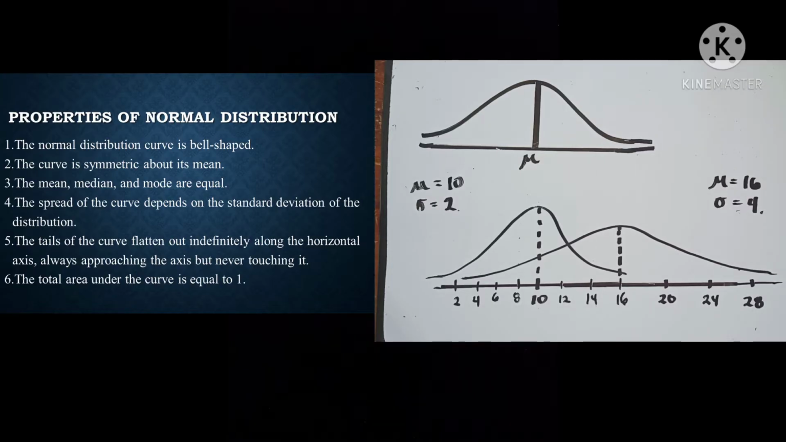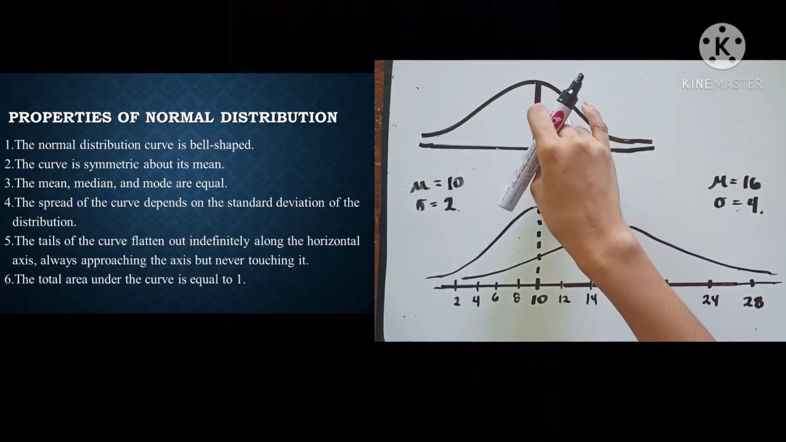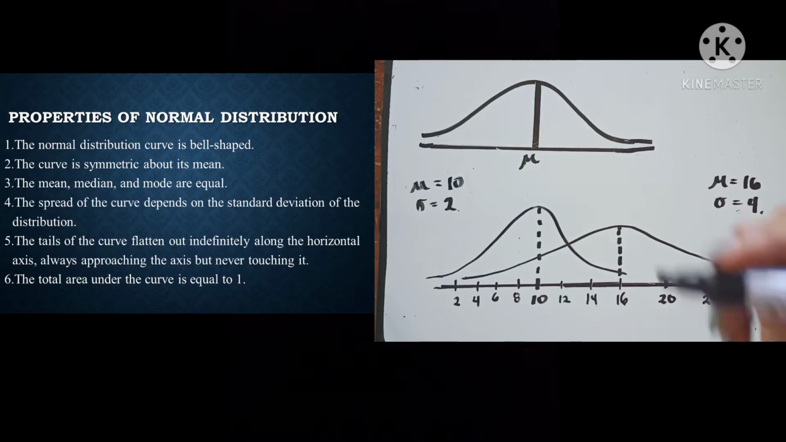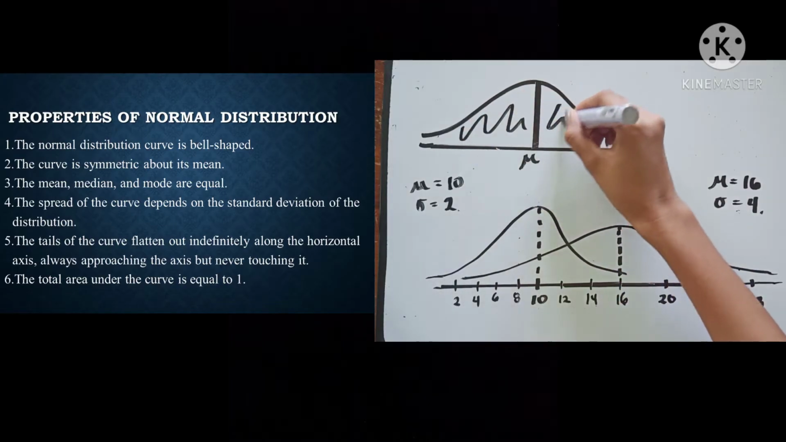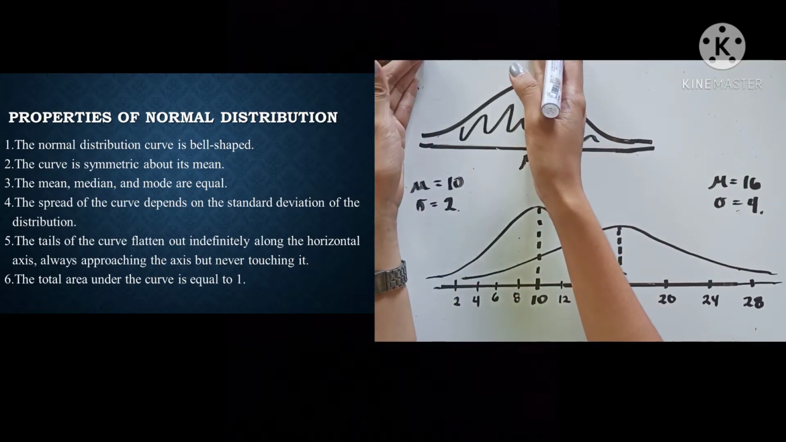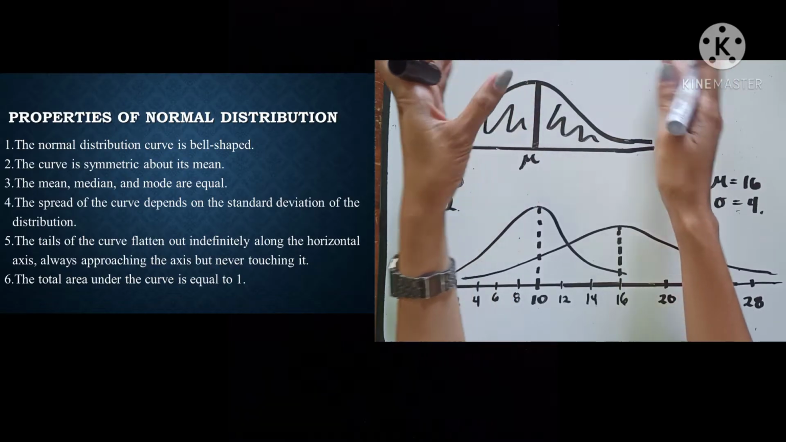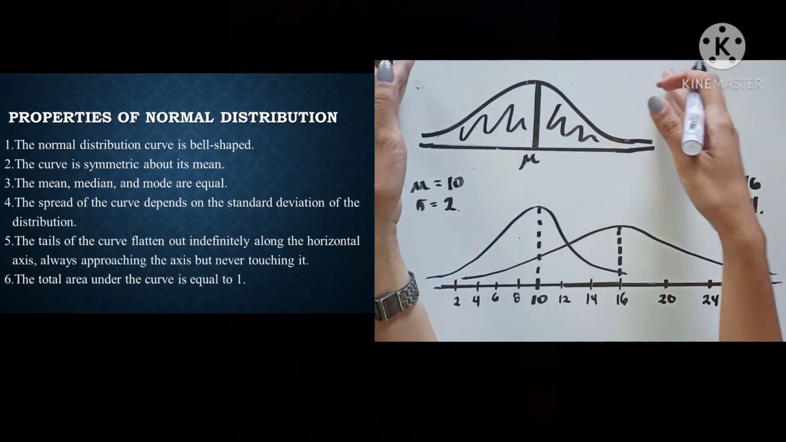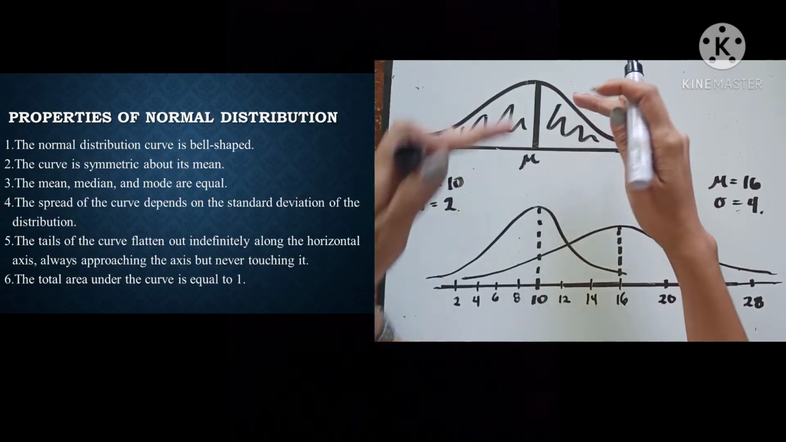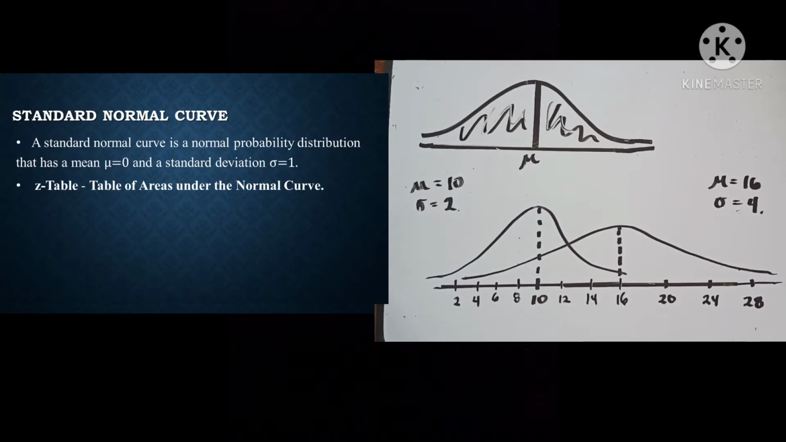And for the sixth property, the total area under the curve is equal to 1. So, yung area netong isang curve na to ay equal sa 1. Okay? So, again, itong kabuuan yan ay equal sa 1. So, ibig sabihin, yung half of the curve is 0.5 and the other half is 0.5. Sixth property, yung total area under this normal curve is equal to 1. Okay, so these are the properties of a normal distribution.